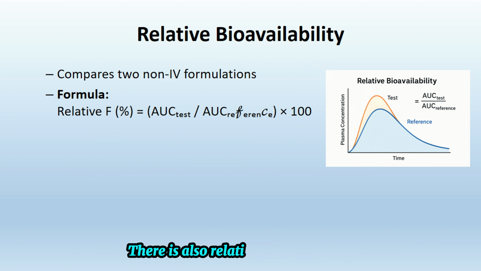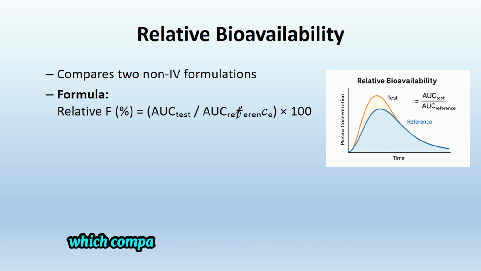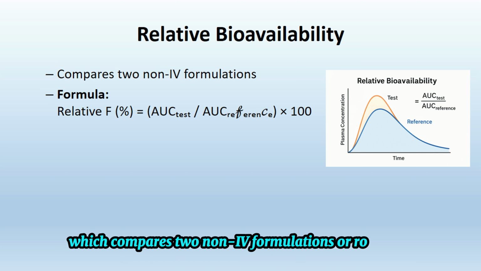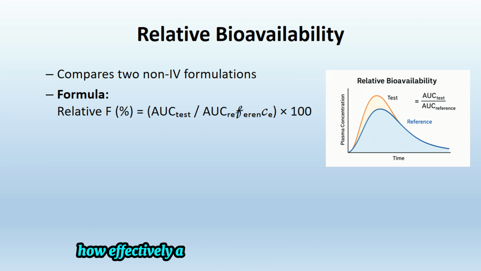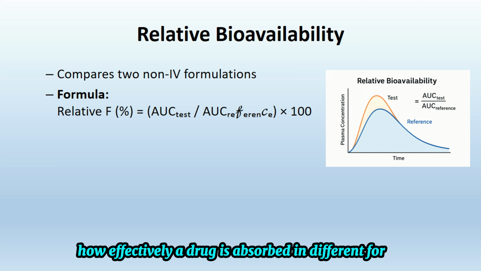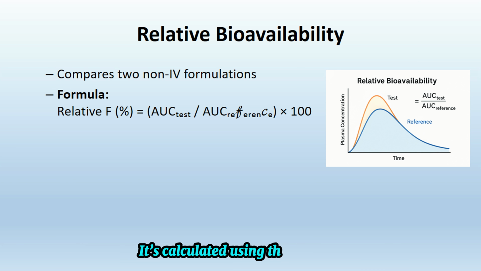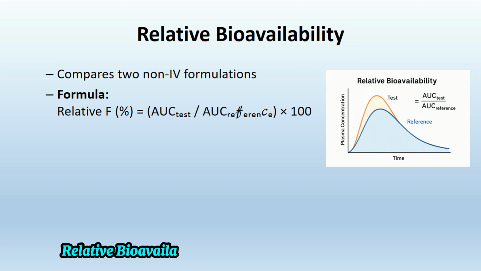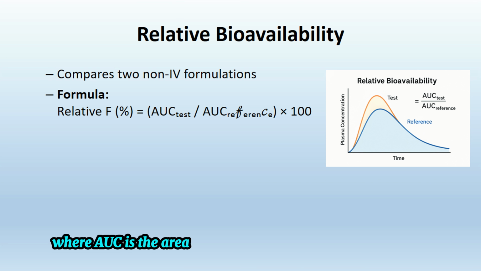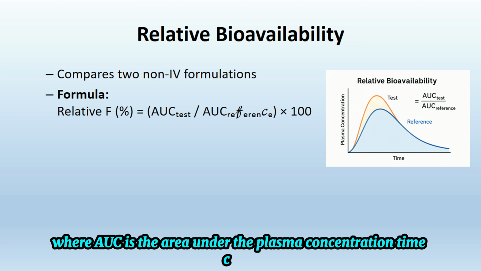Relative bioavailability. There is also relative bioavailability, which compares two formulations or routes to evaluate how effectively a drug is absorbed in different forms. It's calculated using the formula: relative bioavailability % equals AUC of test over AUC of reference, times 100, where AUC is the area under the plasma concentration time curve.